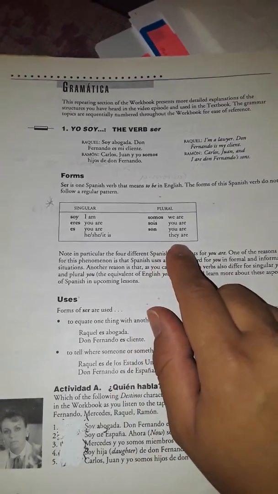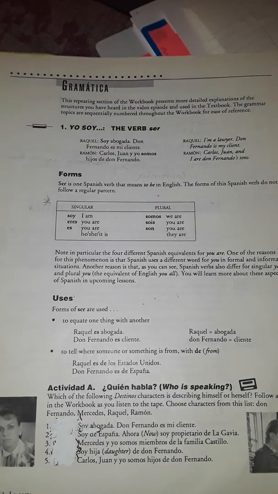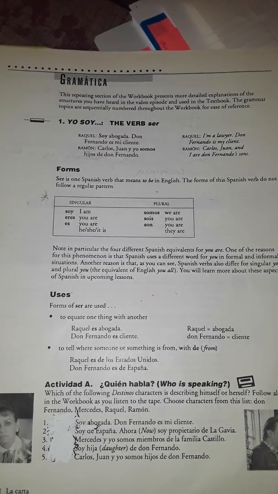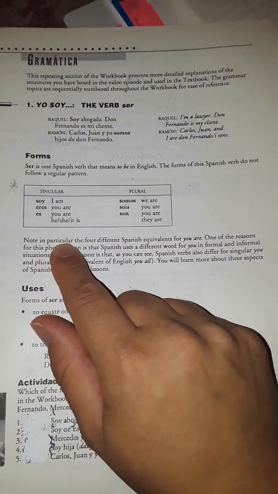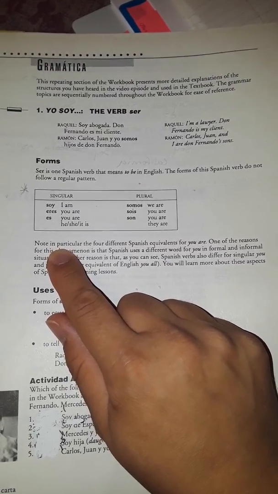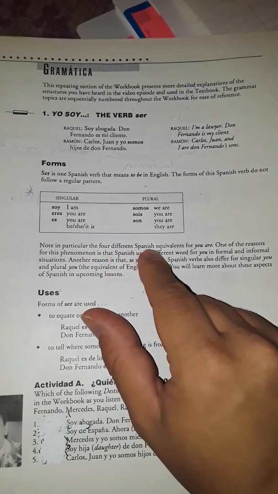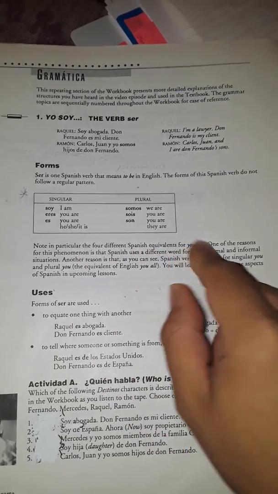Okay. You also have to know about a formal you and, how do you say that? The you that you would say, using the word tú in Spanish, but right now they're not going over that. So when that comes up, we'll go over it in the workbook. But anyway, note the 4 different Spanish equivalents for you are.